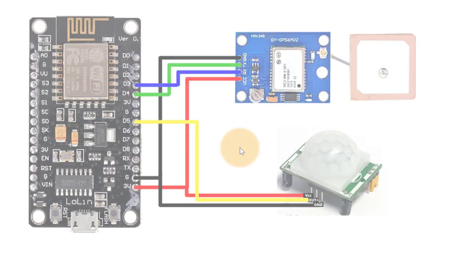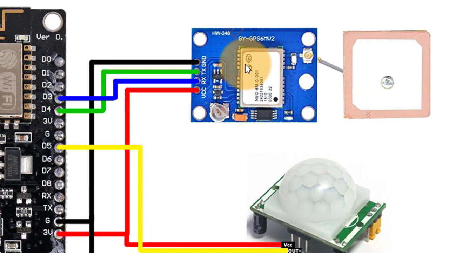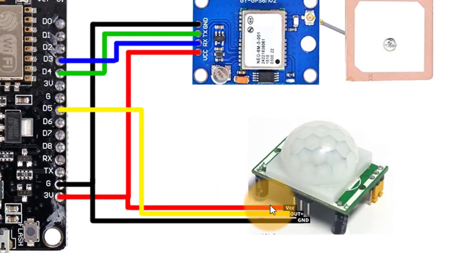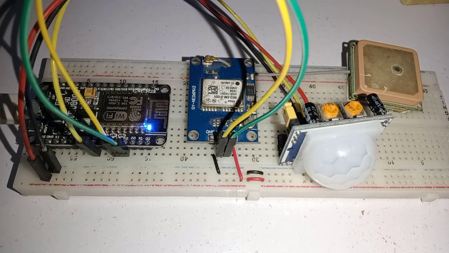Let's look at the wiring diagram. Here is the GPS module. I have connected the RX pin to D3 and the TX pin to D4. For the EPIR motion sensor, I have connected the output pin to D5. And last thing, I am powering both modules using the 3.3 volts pin of the NodeMCU. For demonstration, I have connected all the components on the breadboard.